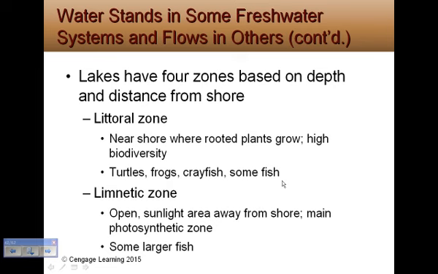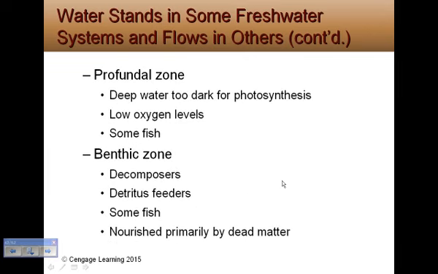So if we take a look at inland lakes and large ponds, those types of things, you can break it up into four basic zones. There's the littoral zone, limnetic zone, profundal zone, and benthic zones. And these zones are analogous to the same types of zones that we found in the ocean, where you had the euphotic zone, the bathyal zone, and the abyss.